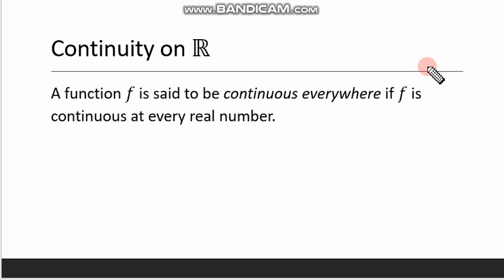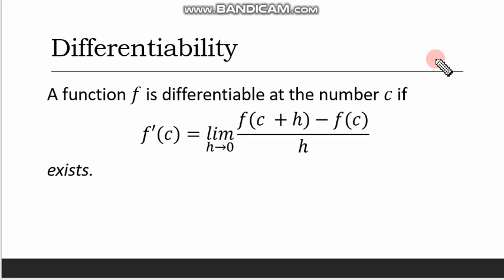For continuity on the real numbers, a function f is said to be continuous everywhere if the function is continuous at every real number. And for differentiability, a function is differentiable at a number c if f prime of c, which is equal to the limit of f of c plus h minus f of c all over h as h approaches 0, exists.